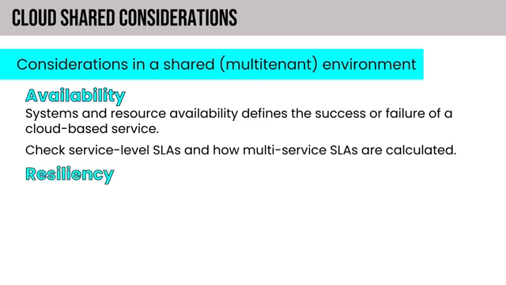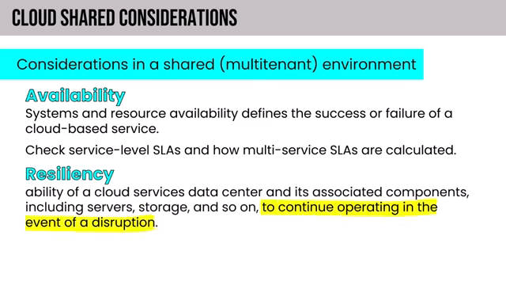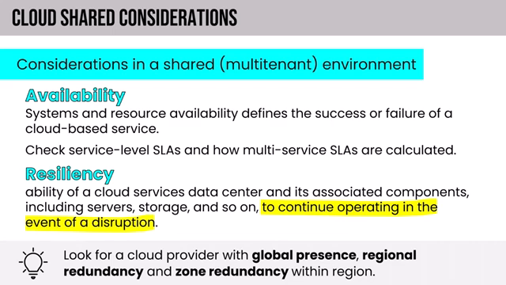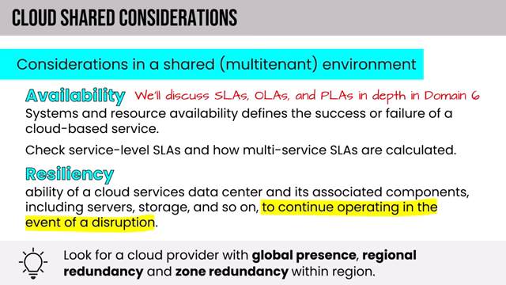And then resiliency, so the ability of a cloud service, data center and its associated components, including your servers, storage, and so on, to continue operating in the event of a disruption. And you want to look for a cloud provider with global presence, regional redundancy, and then zone redundancy within that region. When it comes to availability, we'll talk about SLAs, OLAs, and PLAs in depth in Domain 6. So that's service level agreements, operating level agreements, and privacy level agreements.